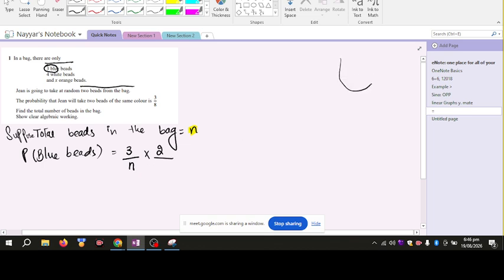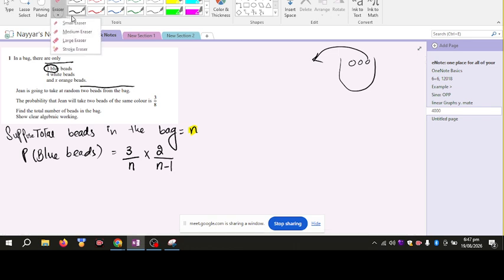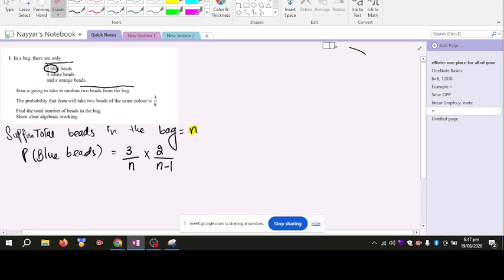Now, in the bag there are 3 blue beads and you have taken out 1, so the total number of beads is reduced. You have taken out 1, so subtract 1 from the total. Can I write it down like this? So, let's simply write it down. When we multiply, we get 6 over n times n minus 1. So, this is the probability of taking out blue beads.